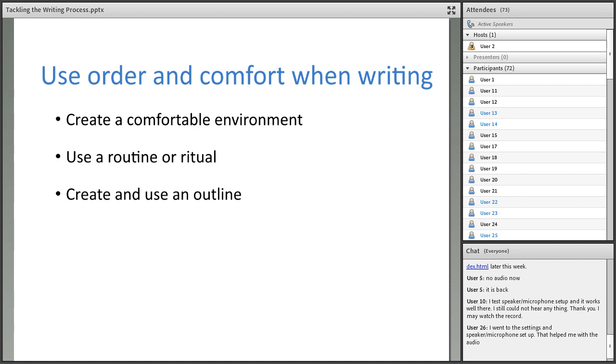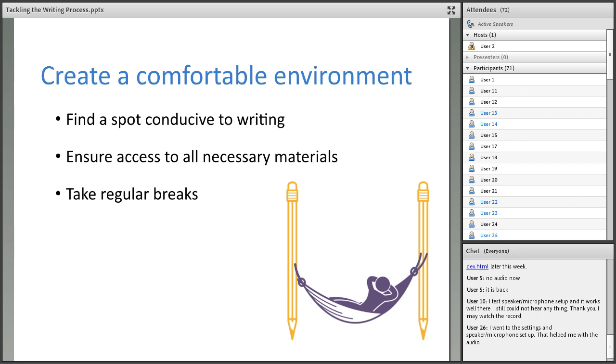You can take a few steps to make your writing process as easy as possible. First, find an environment that's comfortable for you. Second, develop and use a routine or a ritual to keep your writing on track. Third, create and use an outline to guide your project.